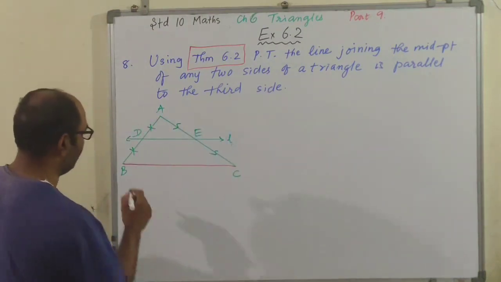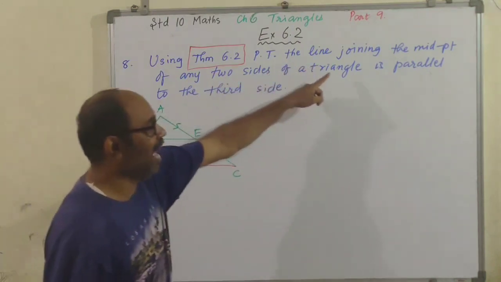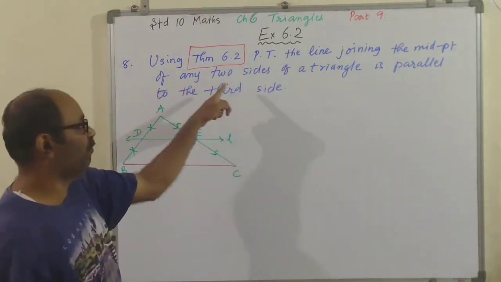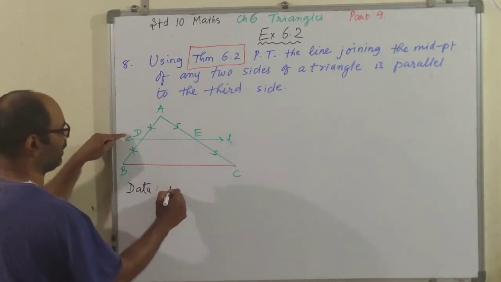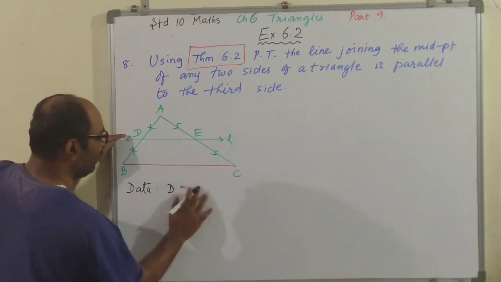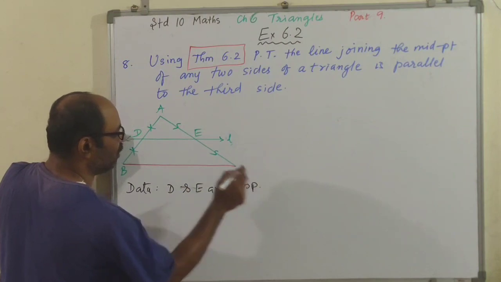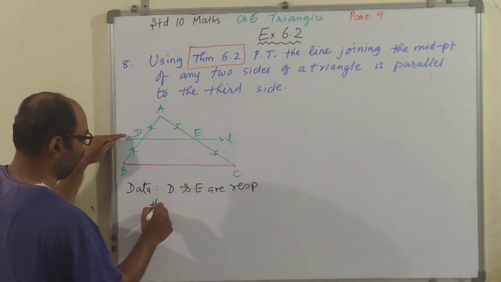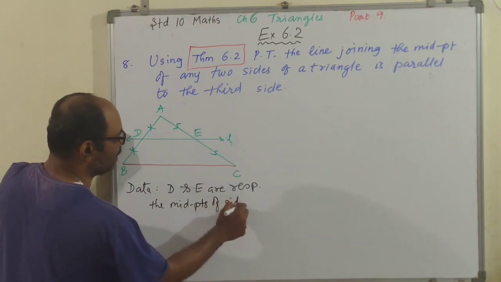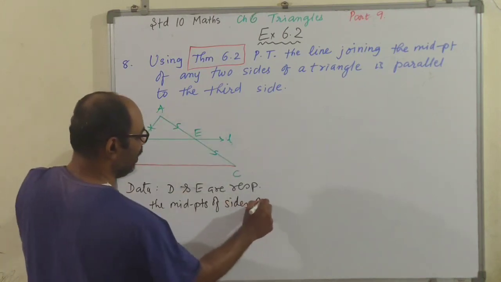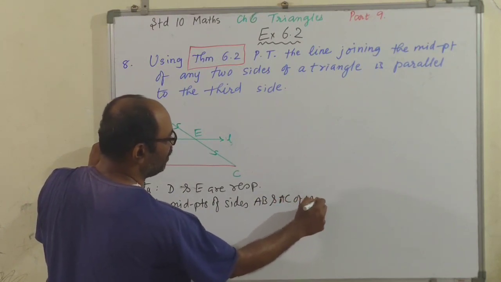I'll write the data first. For data, I need that statement: a line joining the midpoints of any two sides of a triangle. So I can say D and E are respectively, this is in the data, respectively the midpoints of sides AB and AC of triangle ABC.